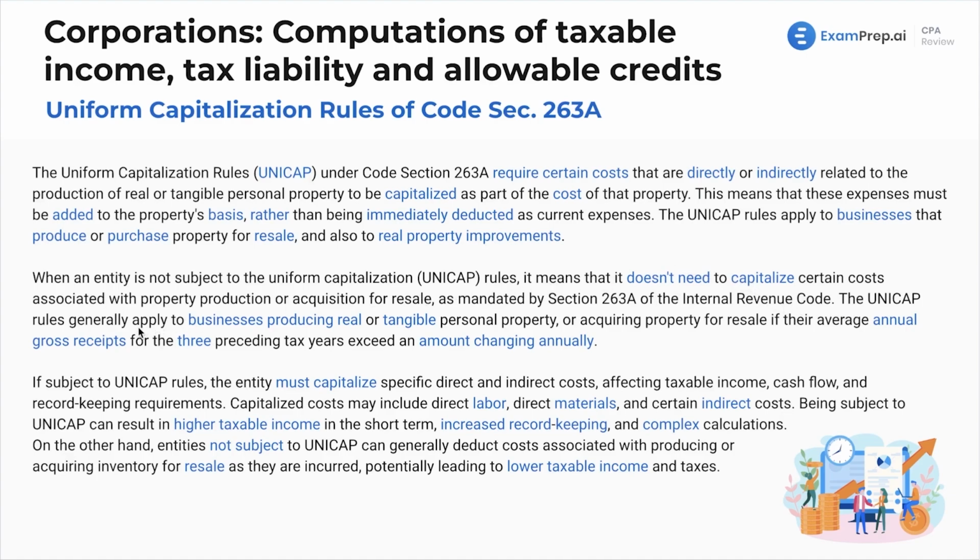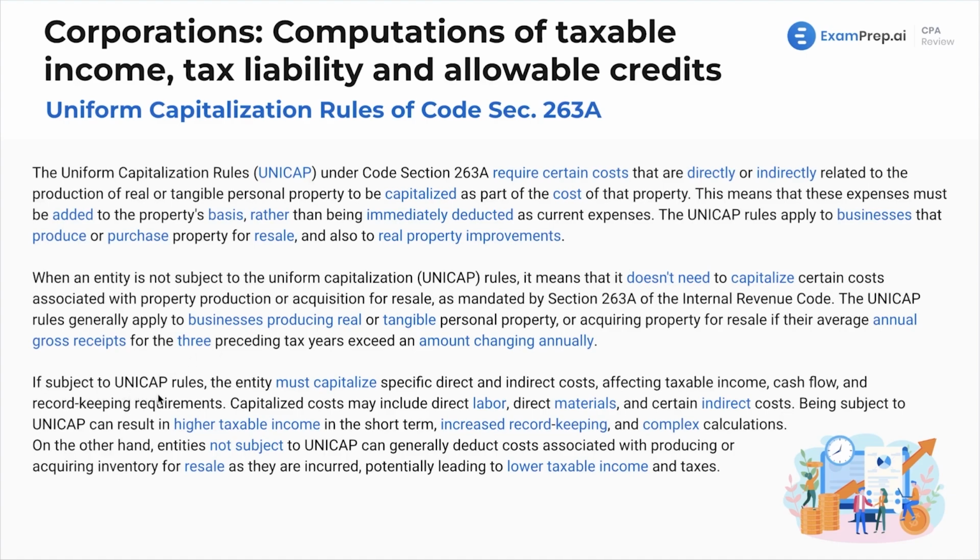The UNICAP rules generally apply to businesses producing real or tangible personal property. And again, this deals with larger companies because of that average annual gross receipts amount that changes annually for the 3 preceding tax years. If you are below that amount, you don't have to worry about this. But if you're above that amount, you are subject to the UNICAP rules. And as such, there are certain costs you need to capitalize towards your inventory or whatever it may be.